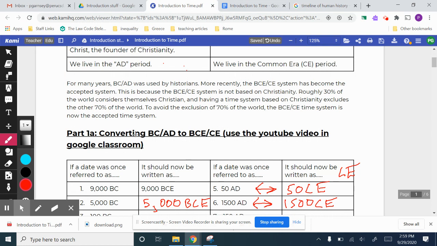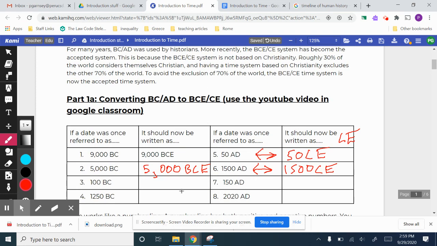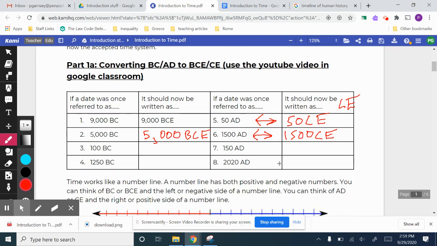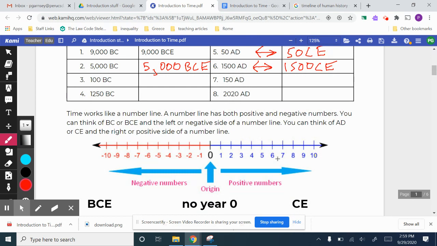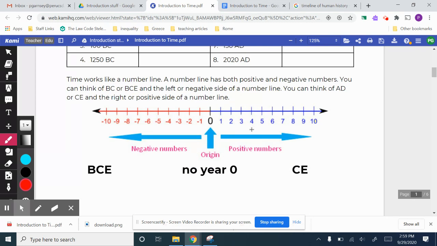So converting from BC to AD to BCE or CE is pretty easy. I feel like we can do these other two on our own. I would also like us to note that time works like a number line. The only difference is in time, there's no year zero.